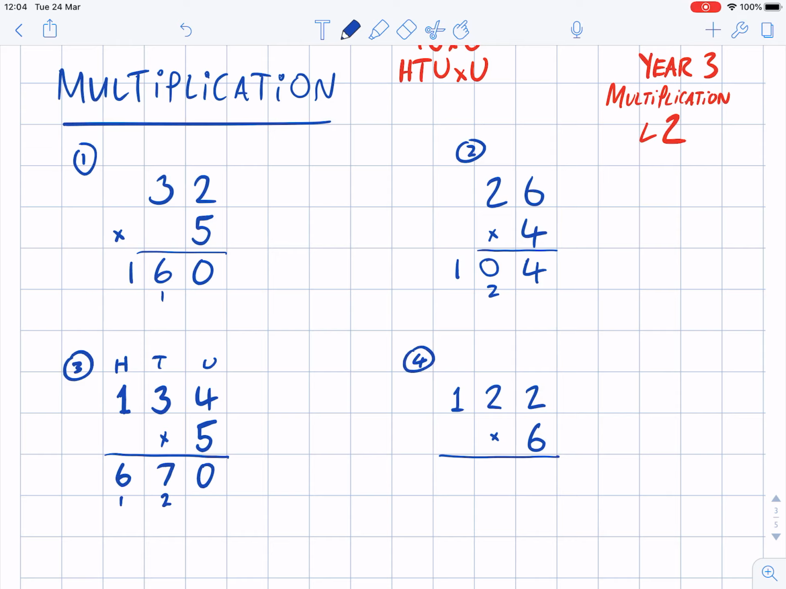So 6 times 2 is 12. 6 times 2 again is 12, but I need to add the 1 underneath to get 13. And 6 times 1 is 6, add the 1 underneath is 7.